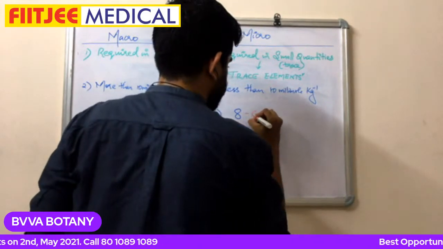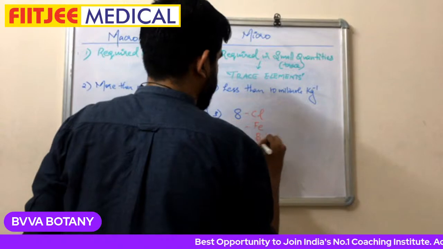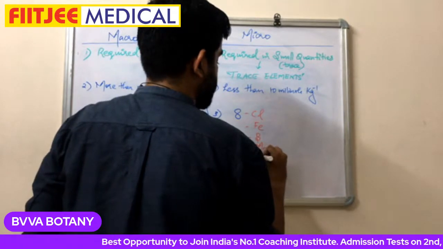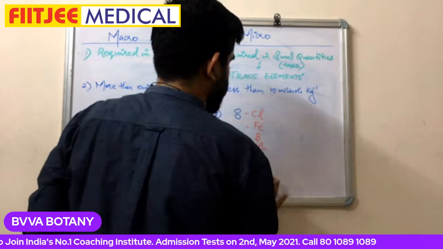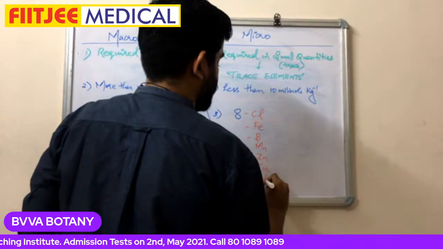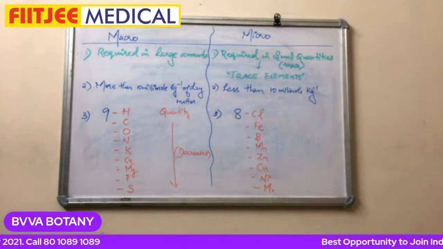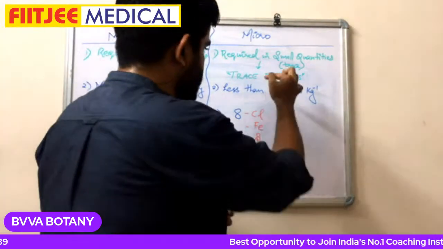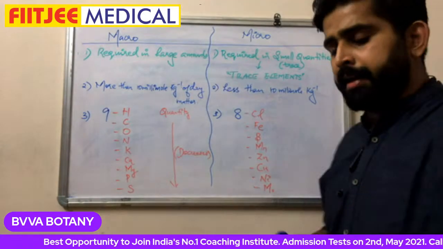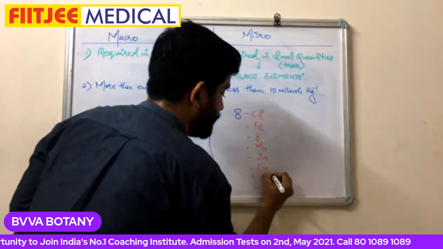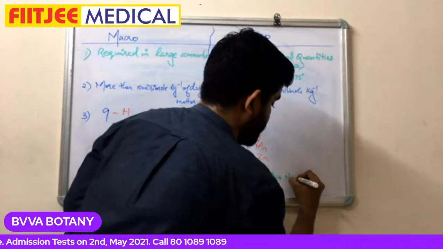chlorine, iron, boron, manganese, zinc, copper, nickel, and molybdenum. Okay. Now, in this micronutrient list, it was 16 essential elements earlier, but as per modern studies, nickel is newly introduced to the essential elements.